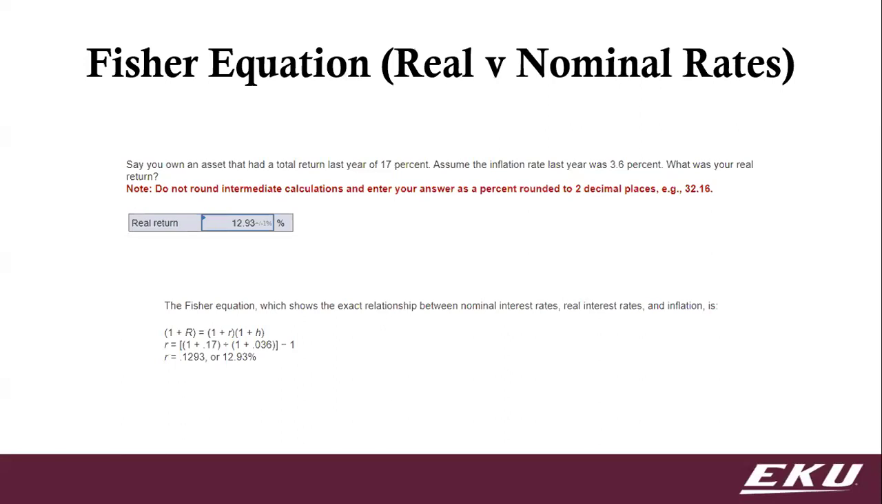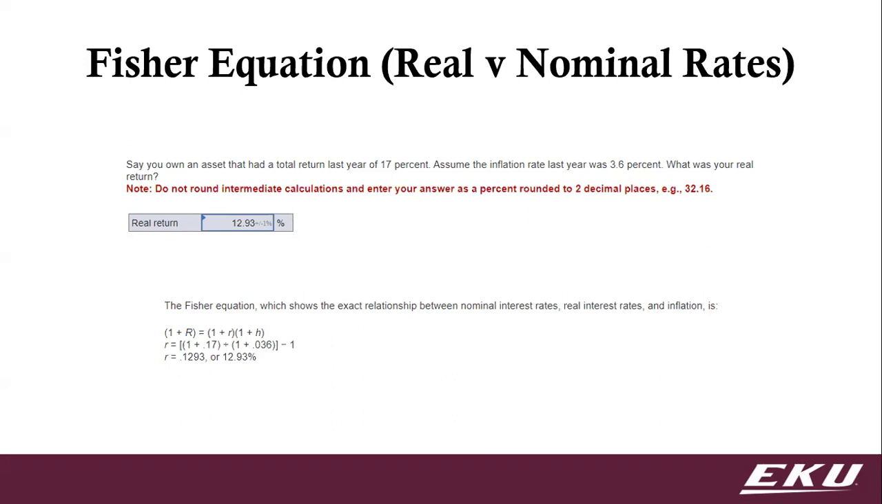So in our particular case, we don't know what the real is, but we were given the nominal return. The nominal return is 17%, and we know that the inflation was 3.6%. So if you see down there, it would be 1.17 is equal to 1 plus r times 1.036. There's a little bit of algebra. So the 1.17 divided by 1.036, take that quotient and then subtract 1, and that will give you your real return.